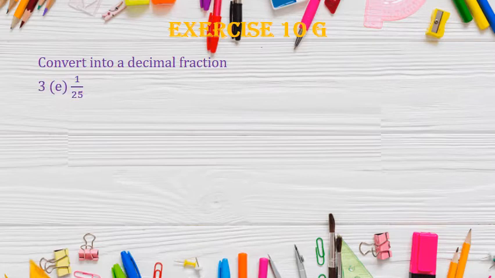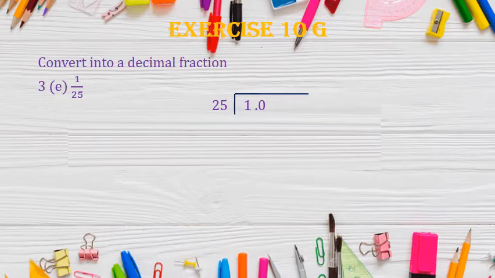Now let's do the E part of question number 3. Here we have the fraction 1 by 25, which we are supposed to change to decimal fraction. Now children, 1 by 25 can be written as 1 divided by 25. So let's divide 1 by 25, but before that we will write 1 as 1.0, and then we will divide it by 25.